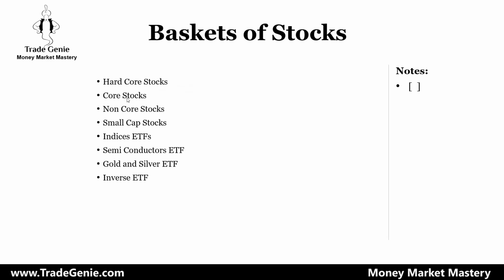Then I have core stocks. There are 500 stocks in the S&P, let's say 2,000 stocks in the Russell, 100 stocks in the Nasdaq 100, and 30 stocks in the Dow Jones. So I took some stocks from these indices and combined them. Then I said, okay, I call it core stock.